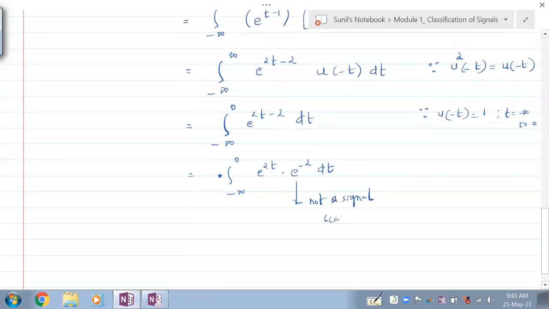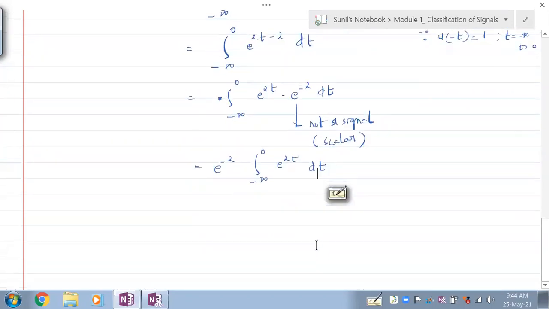Okay, that means it is just a scalar. It would just be a number. So keep that number out. e power minus 2, keep it out. And when you are integrating, just integrate the signal, that is e power 2t. Understand that? Now let's integrate and see what happens.